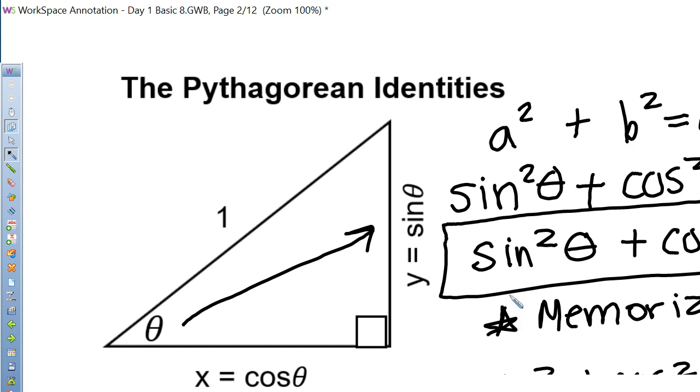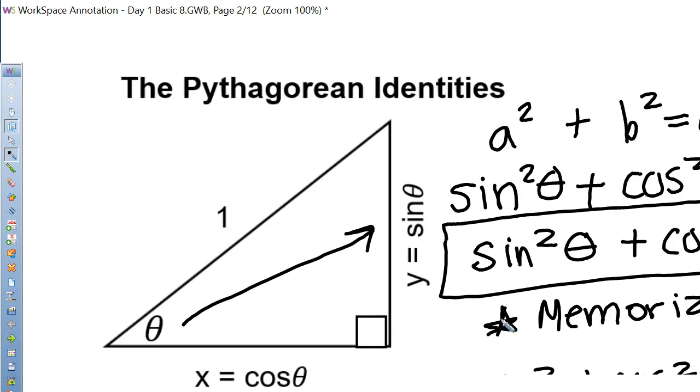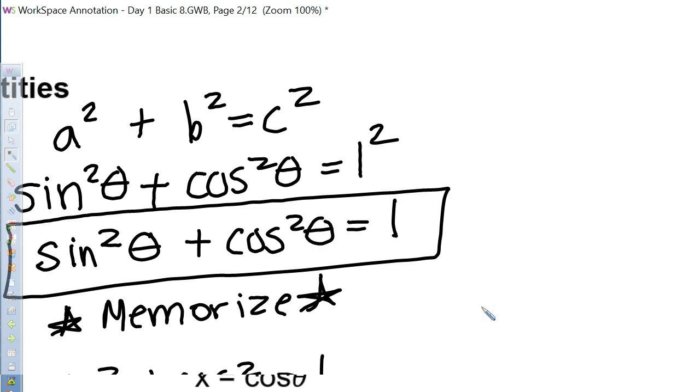And 1 over sine squared, I go back to these identities, 1 over sine squared would be what? Cosecant squared. So there's another version of the Pythagorean identity. Now this one you don't have to memorize because you can derive it from the original Pythagorean identity. And we'll come up with 3 more so you can kind of see a pattern.